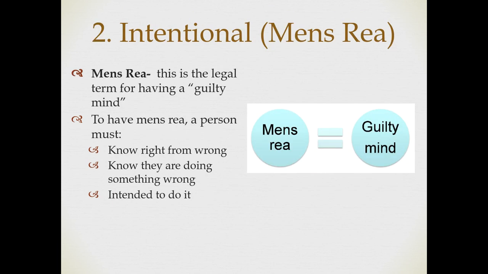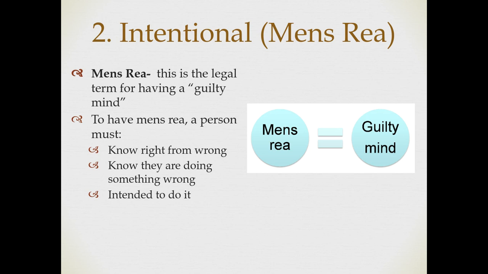Now, the second piece of a crime is called mens rea. This is having intent. You must have intent to commit a crime in order to be found guilty of it. In order to have mens rea, or intent, there are three different pieces to it. One, you must be able to know right from wrong. We'll talk about different examples later on in this class of what can potentially cause somebody not to know right from wrong. You have to know what you're doing is wrong, and you have to intend to do it.